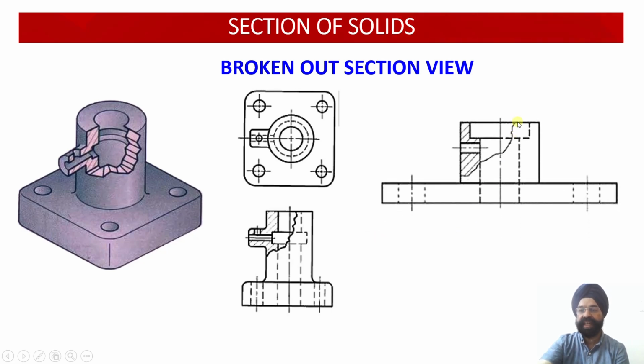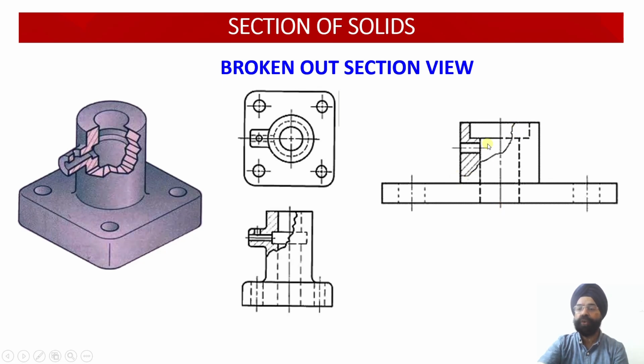So here you can see another example of this. This detail is available in the vertical section, this is available in the horizontal section. So we have manipulated it. Broken means freehand, you can just cut it out. So no straight lines are there for the cutting plane, but freehand we have cut it.